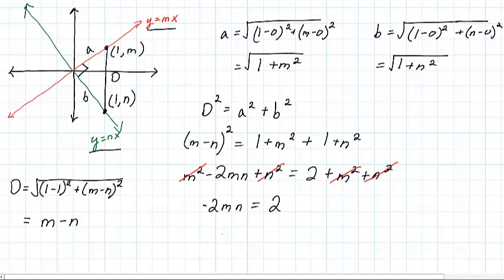And when I divide by negative 2, I'll have m times n is equal to negative 1. So what I'm left with is that m equals negative 1 over n, as desired.